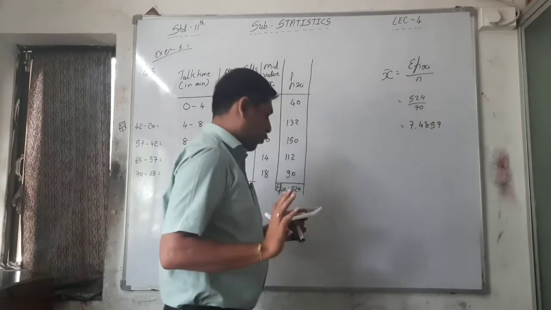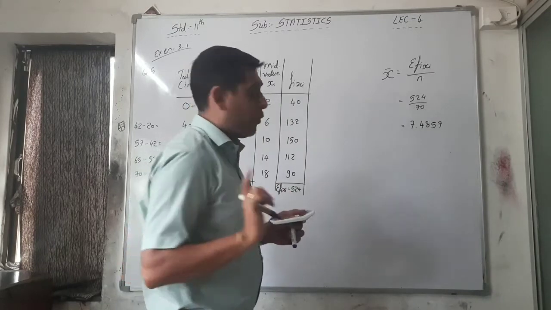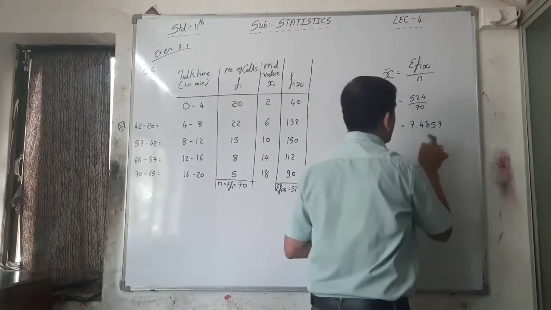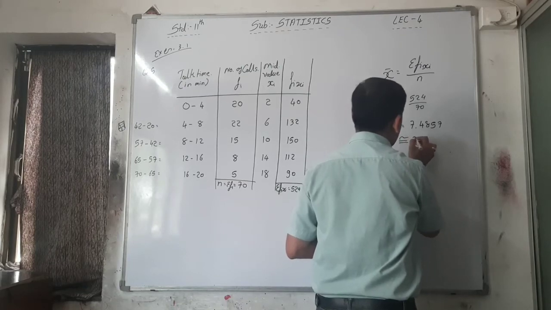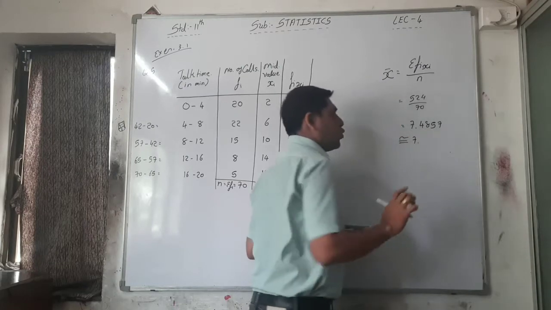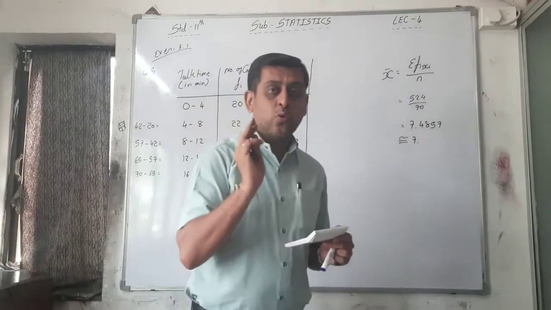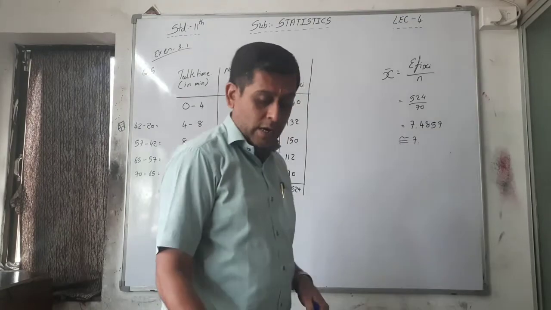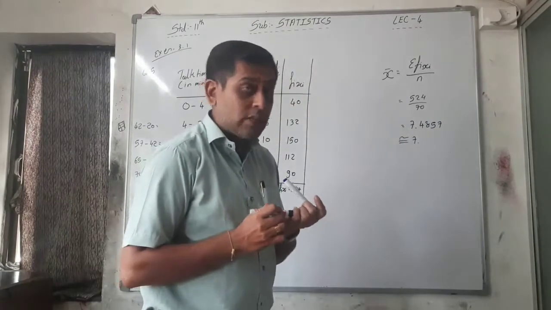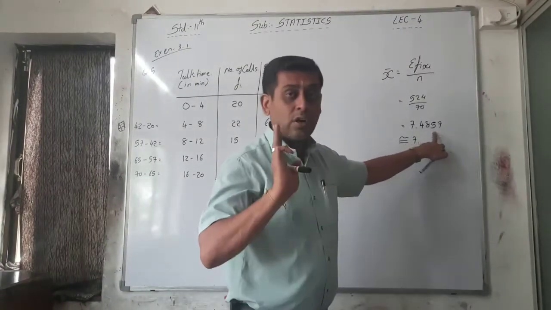I am writing 4 digits after the point: 7.4857. See here, what is your approximate answer? It is 7 point. You have to write just 2 digits after the point. See, the 2 digits are 48. But you have to see which one is the third digit.